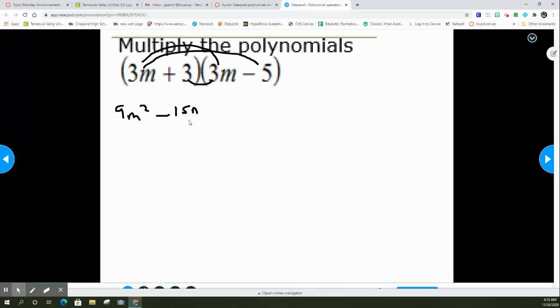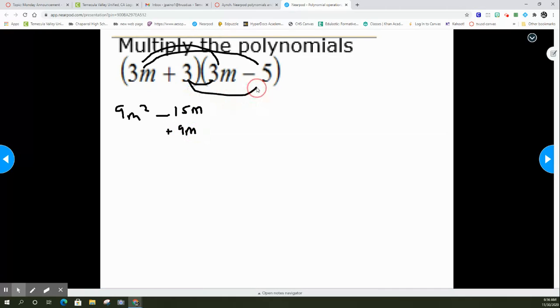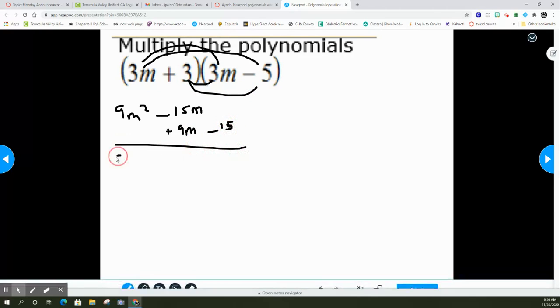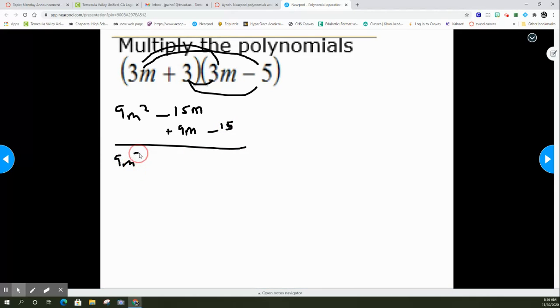3m times 3m is 9m. And 3m times negative 5 is negative 15. Again, combine my like terms. 9m squared minus 6m minus 15.